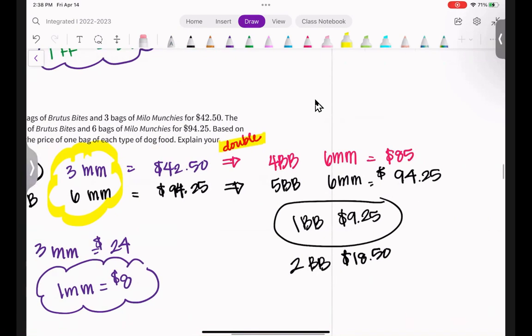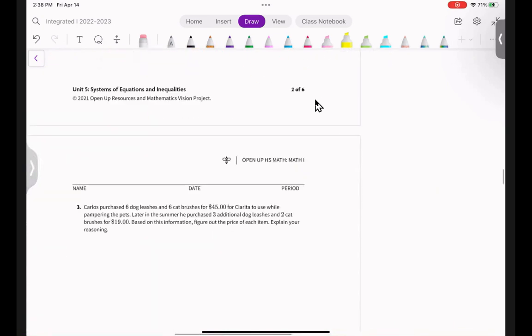And then I said, oh okay, well, how much more am I spending? And then I noticed, oh look, I only have one more here. So that difference is going to be that difference, right? All right, we're going to do this again.